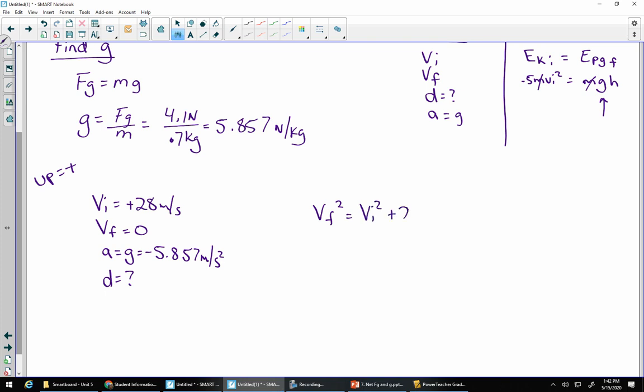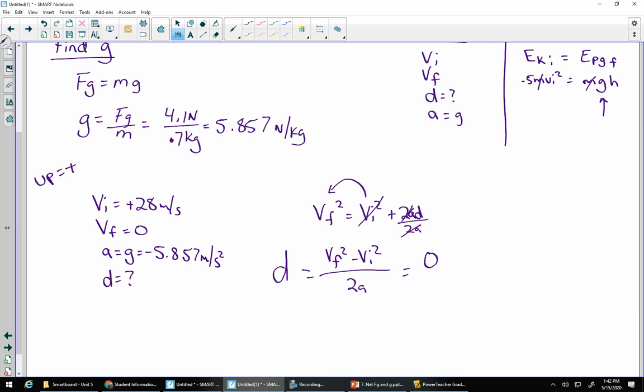The one that I found is VF squared is equal to VI squared plus 2ad, although I somehow managed to forget the a. Cool, so I want to rearrange this. I'm going to start by subtracting VI squared, so it's going to be VF squared minus VI squared. Awesome. And then I'm going to divide both sides of the equation by 2a. So our vertical displacement d is equal to VF squared minus VI squared over 2a.